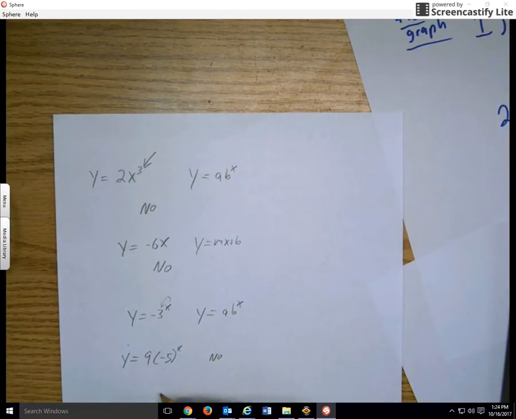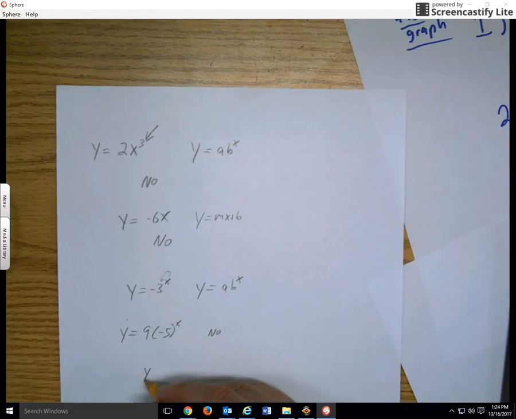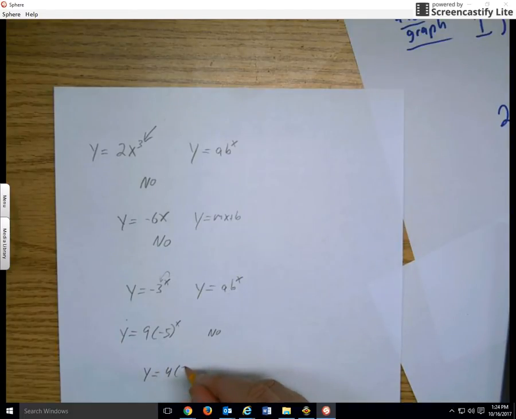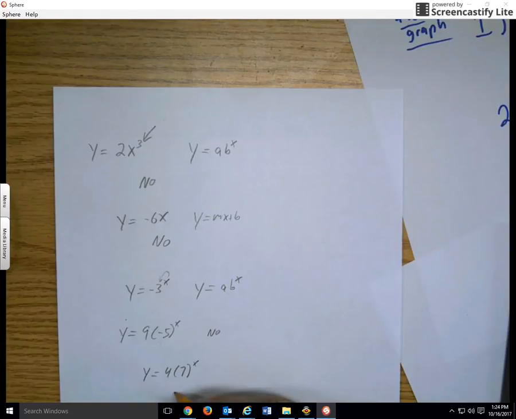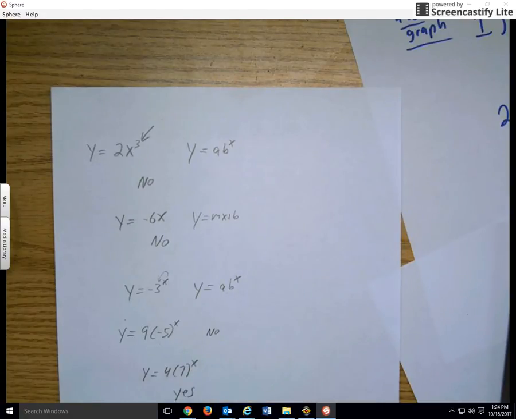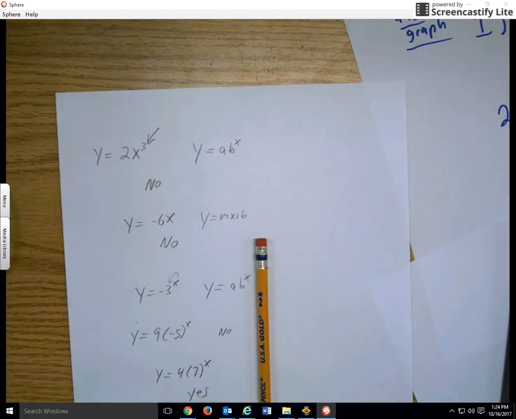Okay, one last one. I suppose we have time to do one more. y equals 4 times 7 to the x power. Yes. y equals ab to the x. It's an exponent, it's not negative, it's not 1. It works. Alright, I hope that cleared things up.